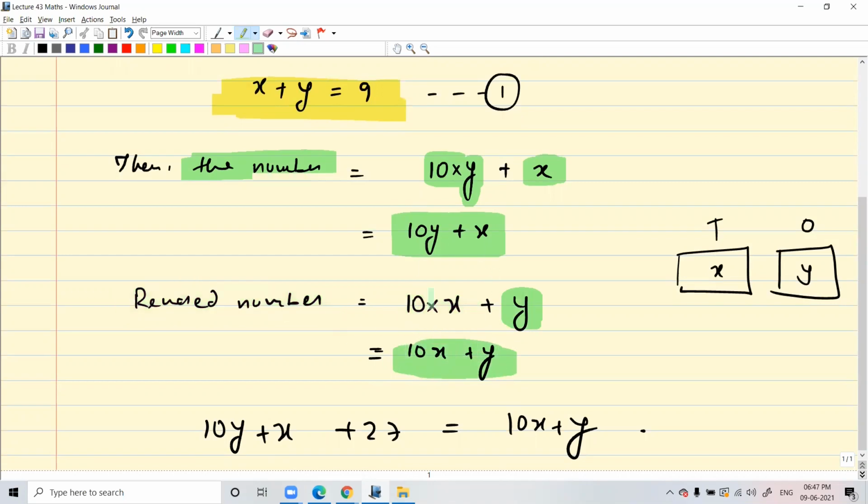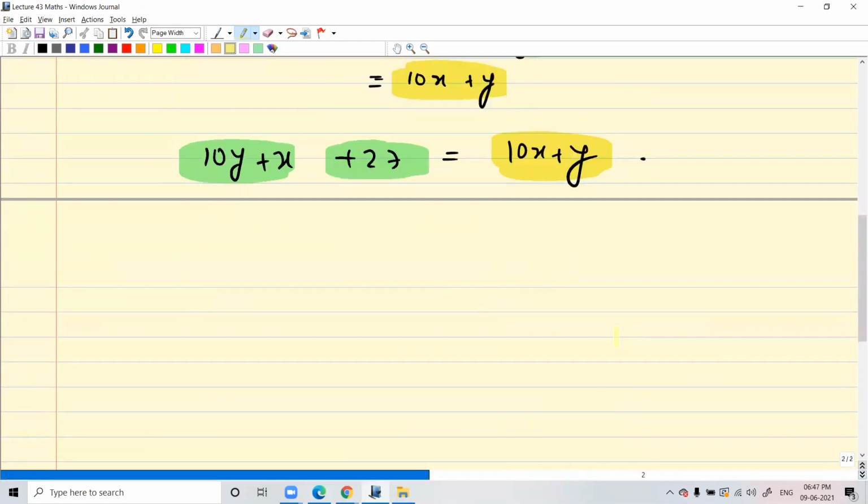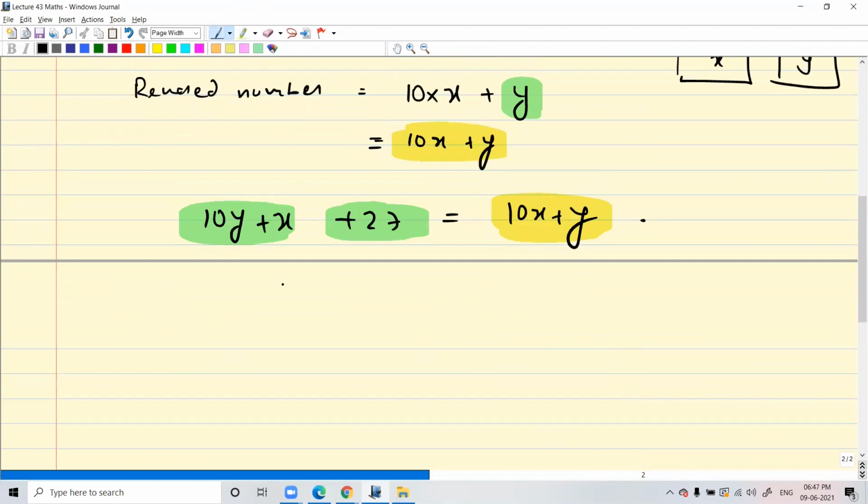Okay. Now the logic is very simple. They have told you that you have to take the original number, add 27 to it, and you will get the new number, which is the reversed number. So this gives you your second equation. But before that, let's simplify it first. Let's write it properly.